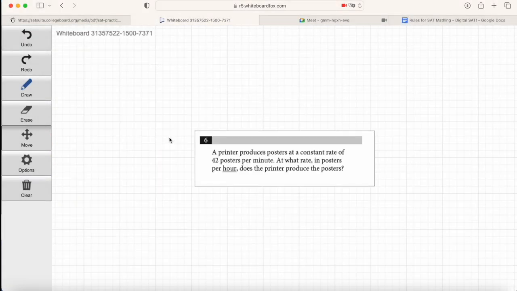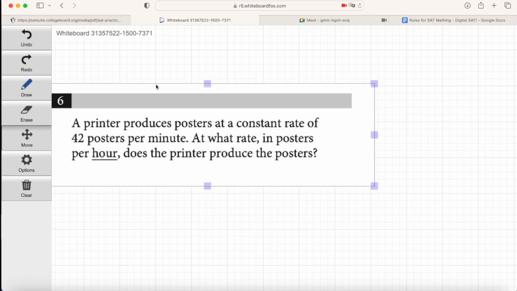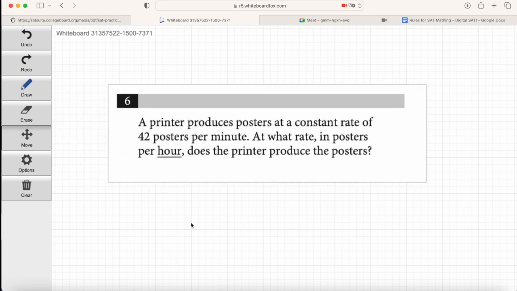Let's try question number 6. Go and read question number 6 for us, please. You see it on the screen. A printer produces posters at a constant rate of 42 posters per minute. At what rate in posters per hour does the printer produce the posters?